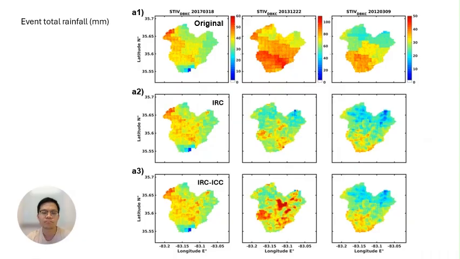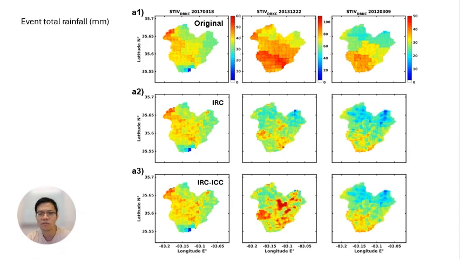And in terms of the spatial maps of the rainfall itself, let's see the changes in the rainfall. We are plotting the event total rainfall in millimeter. So each column represents 1 rainfall event. So we have 3 different rainfall events. The first row is the original rainfall field. The second row is the IRC only rainfall field, and then third row is IRC ICC.